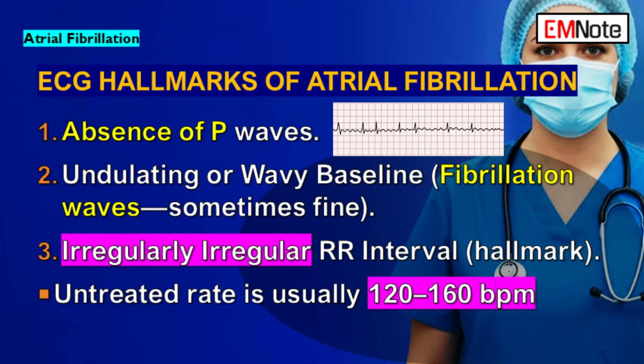The ECG is still our definitive tool here. What are the 3 classic findings on an ECG for atrial fibrillation? First, the absence of P waves. Second, you'll see an undulating or wavy baseline. Fibrillation waves. Right, sometimes just fine fibrillation waves. And third, the hallmark, an irregular RR interval. The rate is usually somewhere between 120 and 160 if it's untreated.